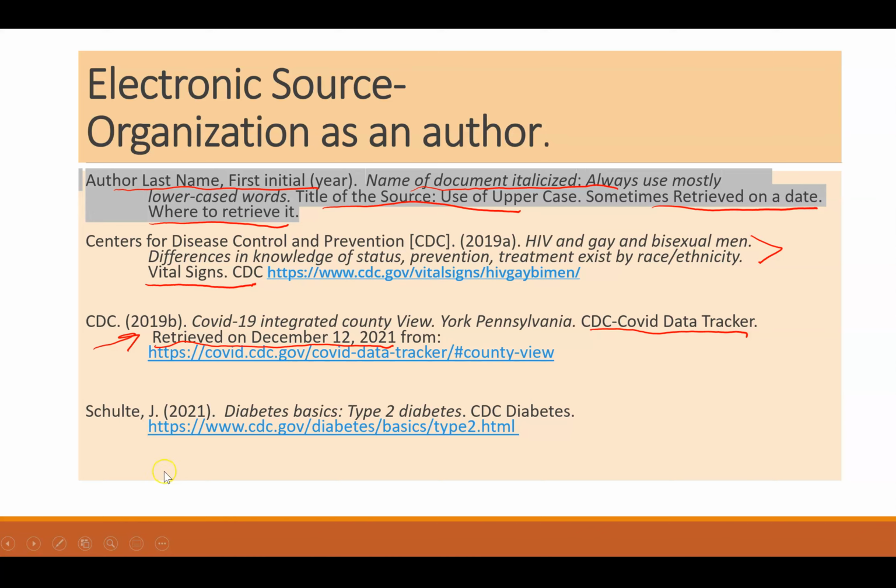And the last example here is an author that's working for an organization. So in this case, Jay Schulte, last name, first initial, date, wrote an article called Diabetes, Type 2 Diabetes Basics. Notice the item is italicized, the website is not. And then you have the link. So that's a summary of electronic source or an organization as an author.